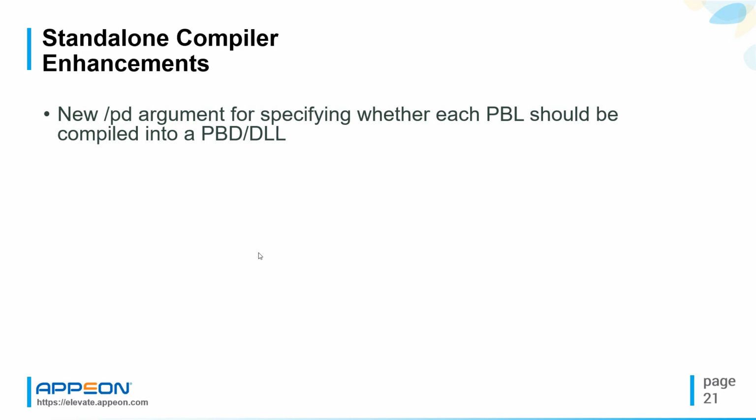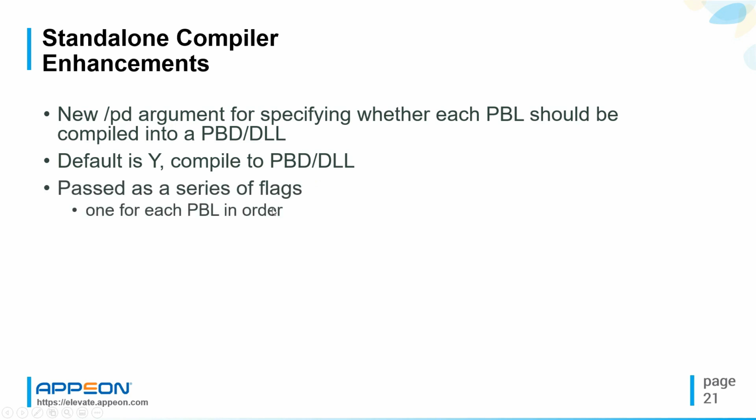Well, they implemented it. So now there's a new PD argument, and if you've used OrcaScript, you may be somewhat familiar with this approach. The PD argument takes in a string of yeses and nos, Y and N's specifically, to indicate whether or not the code should be compiled into a PBD or DLL. And I mention that because this would be pseudocode or machine code compile. So if you pass in yes, then it will compile to a PBD or DLL. If you pass in no, then the code will be moved to the executable. And it passes a series of flags, one for each pibble in order.